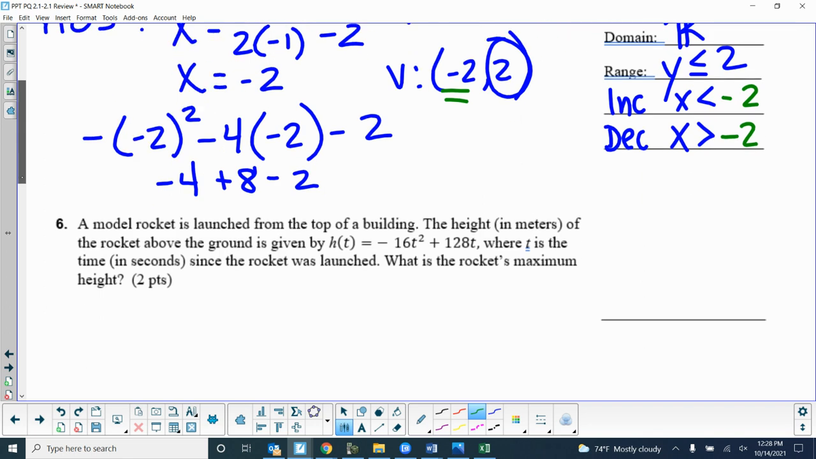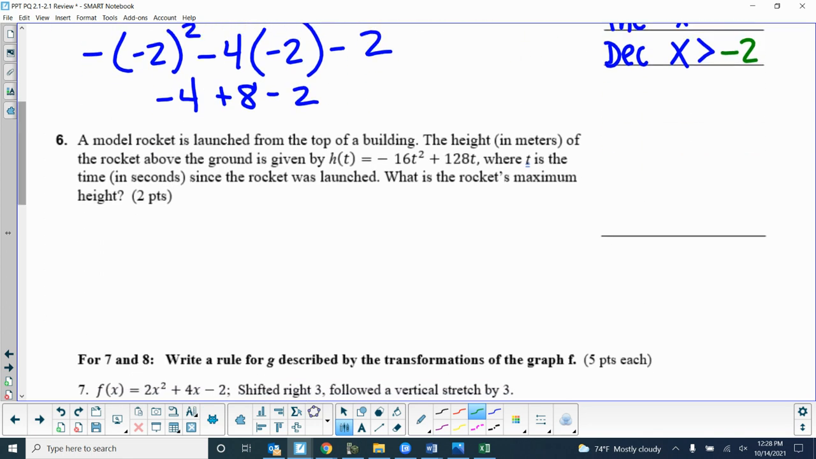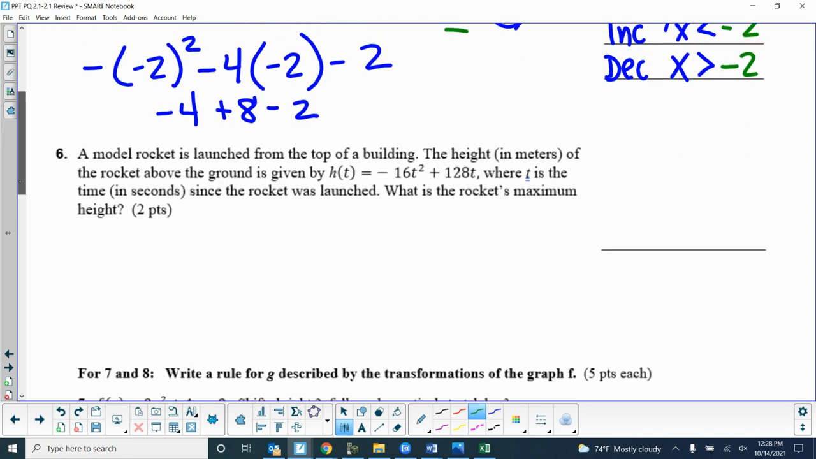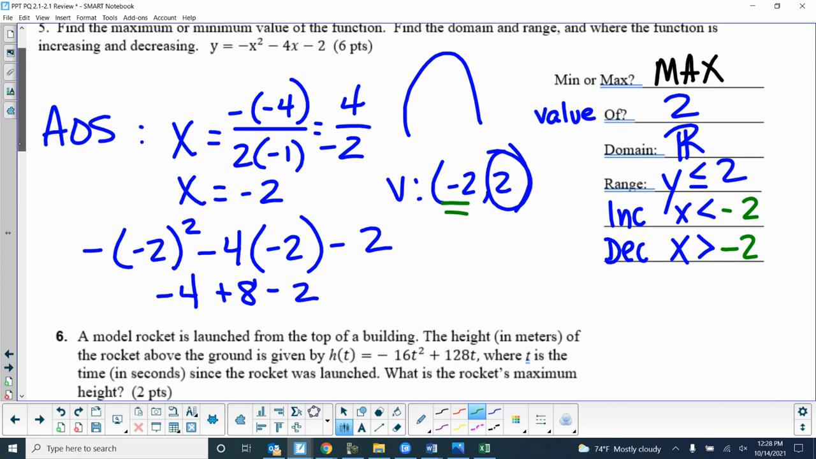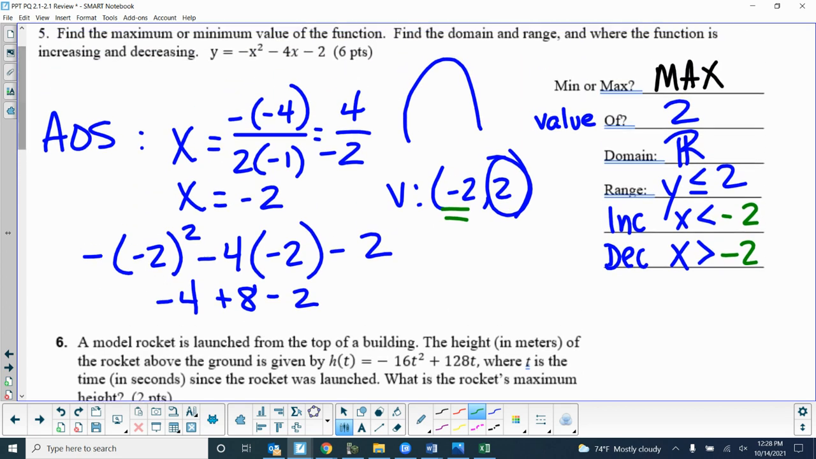This next problem made me mad. Yes? On that one, when we put it into our calculator and we put the x into the equation, do we have to write that whole thing plugged in, or do we just put it into our calculator? No, just make sure you're putting parentheses around those negative 2s.